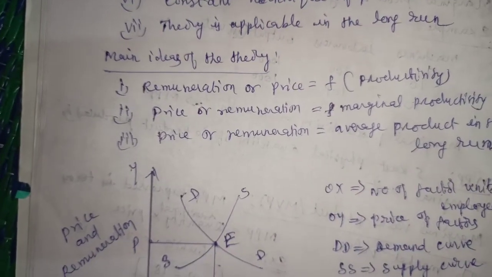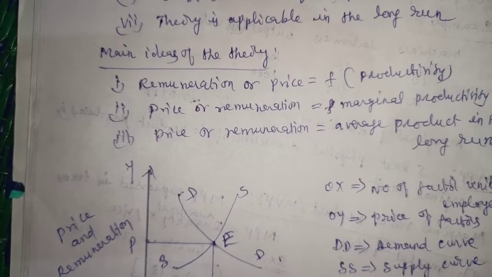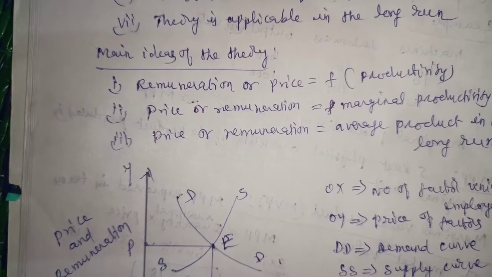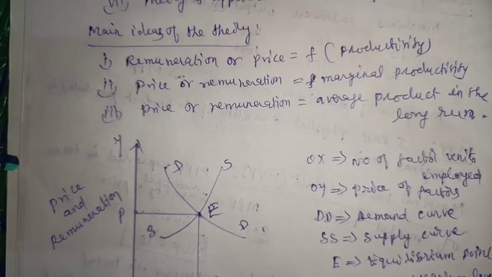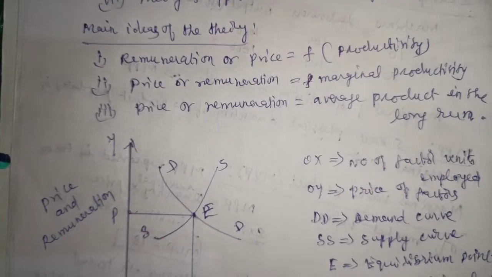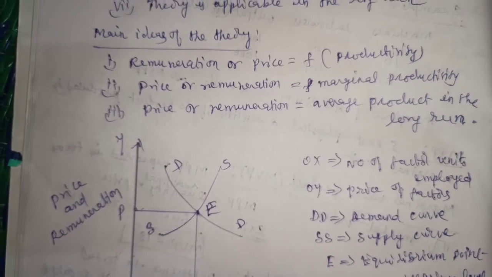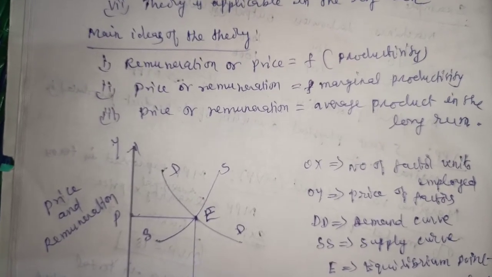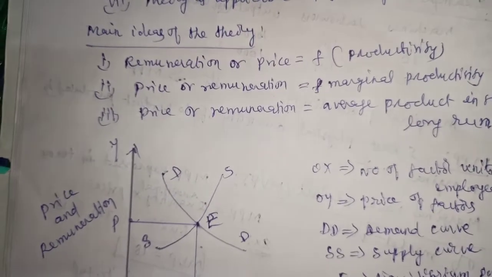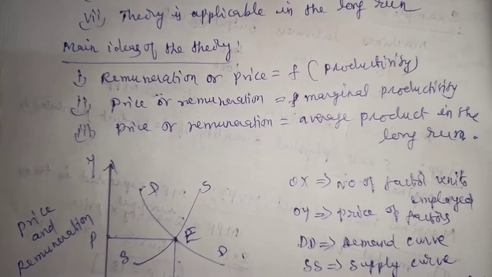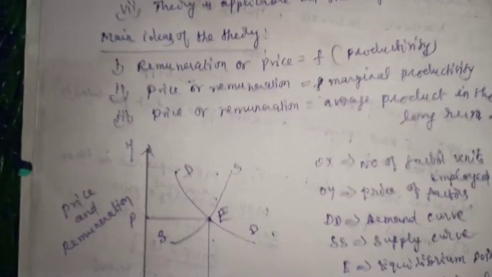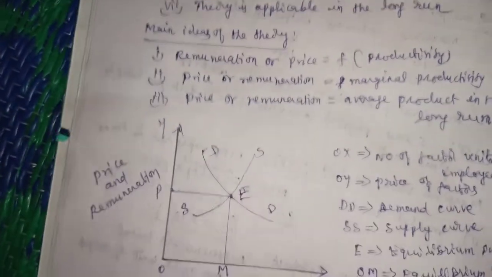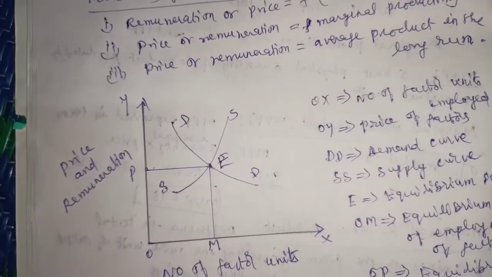And then the second one: the price or remuneration is equal to the marginal productivity. The factors should be paid equal to their marginal productivity. And the next one: in the long run, the price or remuneration will be equal to the average product. Now the equilibrium of the firm can be explained with the help of a diagram.